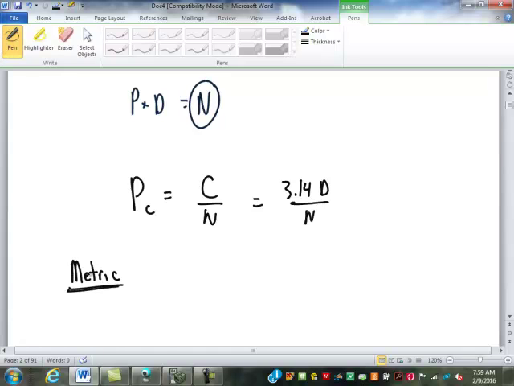A metric module is the distance between gear teeth in a metric gear. And M, which stands for module, is the diameter divided by the number of teeth. And of course, diameter would be in millimeters. Now you can see that's very closely related to our pitch. Pitch is actually number of teeth over diameter, it's just upside down.